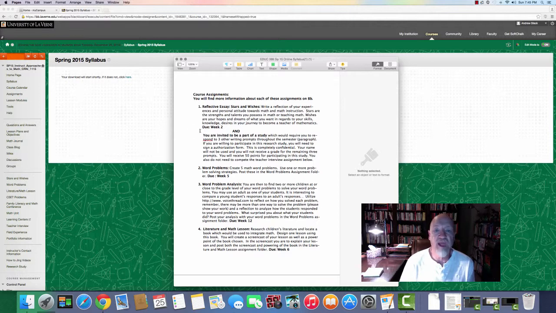It's a reflective essay, and you are going to write this in a very creative way, sharing your strengths and talents. Those are your stars. Your wishes are your hopes and dreams of what you want in regards to your math skills. It might be your journey to become a teacher of mathematics, or an elementary school teacher. But it does talk about your math reflection, about your skills and your desires. And you'll need to do that in a very creative way.